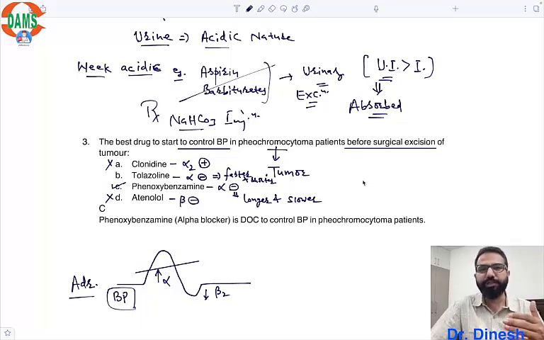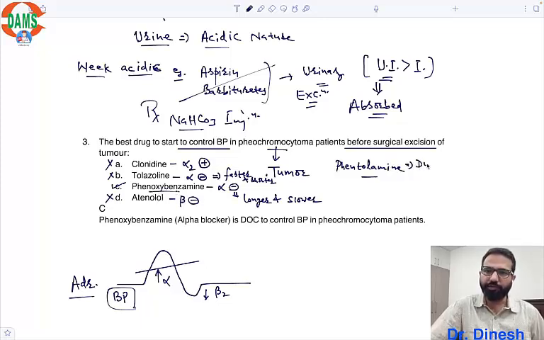But suppose during surgery, if there is leakage of catecholamine and a sudden rise in BP occurs, then we use phentolamine. Tolazoline is not commonly used. Phentolamine is commonly used in these cases. But before surgical excision, we only use phenoxybenzamine. During surgical excision, during surgery, we can use phentolamine.